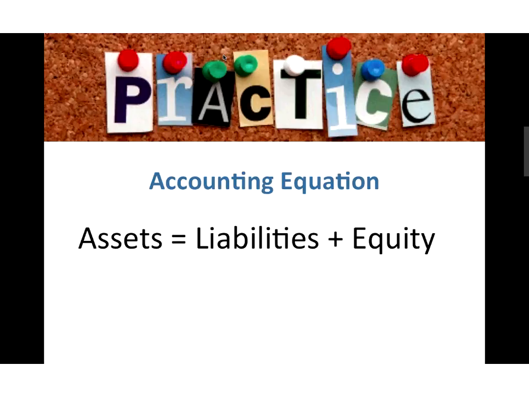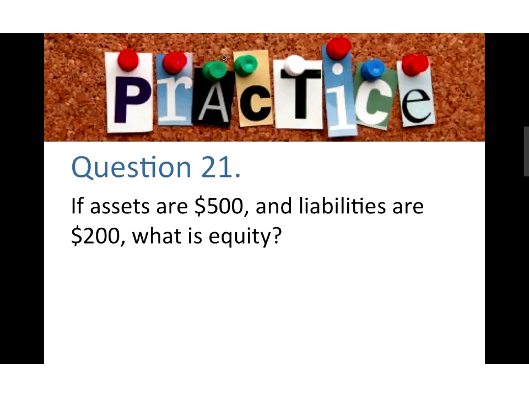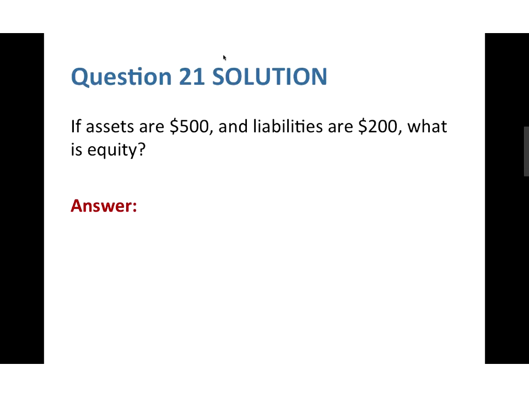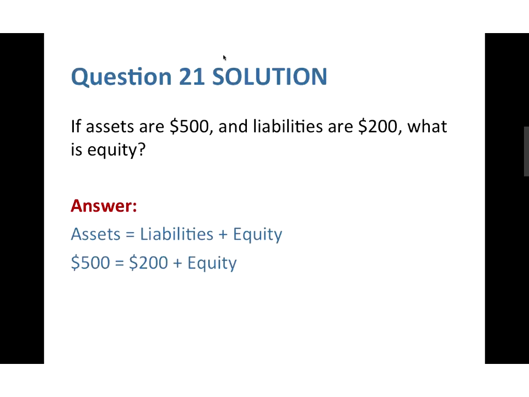Okay, accounting equation: assets equal liabilities plus equity. So assets are 500, liabilities are 200. What is equity? Okay, the answer is going to be $500 for assets equal $200 plus equity. So then you can subtract $200 from both sides, and you end up with equity being $300.